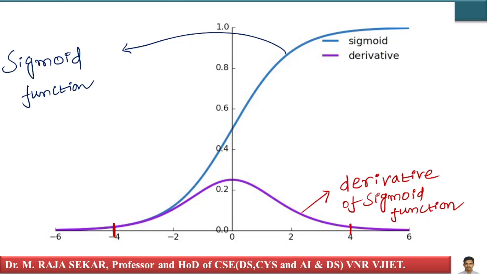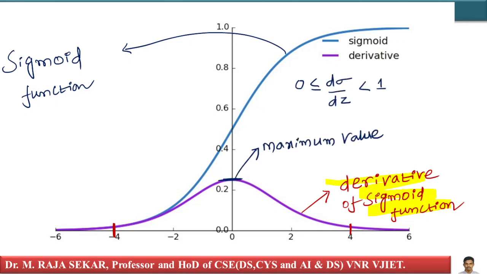This is basically the derivative of the sigmoid function, isn't it? If you notice, where can I get the maximum value of the derivative of sigmoid? Here I will get the maximum value. After that, the derivative is extremely small. The derivative basically says how fast the sigmoid function is changing.